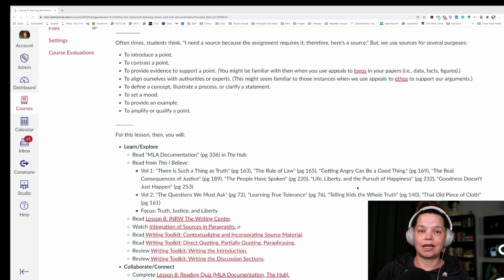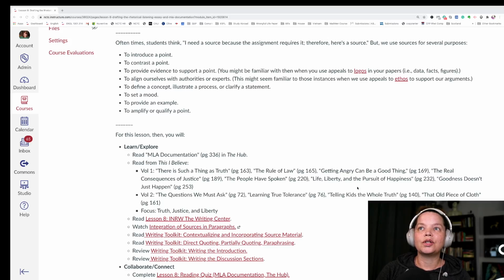We might use it to contrast or show the opposite of a point. We might use it to provide evidence that supports a point. So, for example, if you're familiar with those appeals to logic or logos, maybe if you're including research in your paper, that would be data or figures or statistics. You might include research in your paper to align yourself with authority figures or experts. These would be those appeals to ethos or credibility that you might be familiar with.